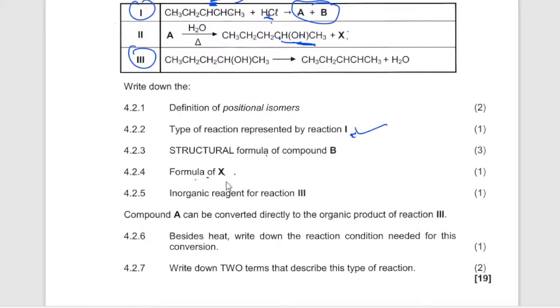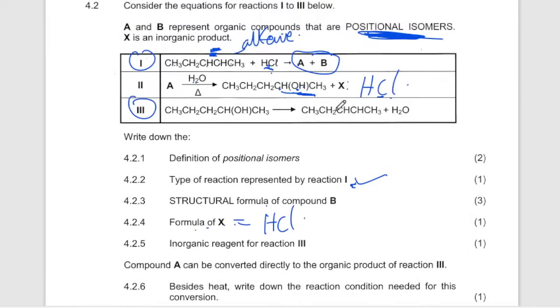So the structure formula of compound X is going to be hydrochloric acid. Why? Because the chloride is replaced by water, but don't forget that water comes with another hydrogen. Therefore, X becomes HCl. It can be hydrochloric acid or hydrogen chloride, but since it's in aqueous, then definitely it is hydrochloric acid, and I want the formula.